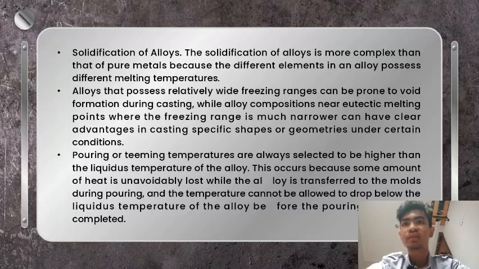Alloys that possess a relatively wide freezing range can be prone to void formation during casting, while alloy compositions near eutectic melting points, where the freezing range is much narrower, can have a clear advantage in casting specific shapes or geometries under certain conditions. This is a particularly important consideration in aluminum-silicon alloys, which have been used for decades in the automotive industry for casting engine blocks.